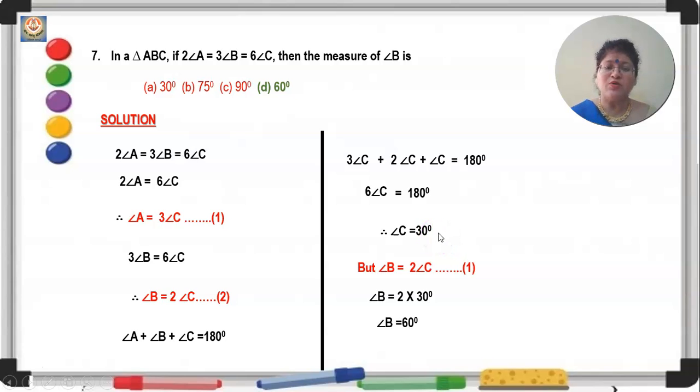Now if angle C is equal to 30, they've asked you to find out the value of B. So for B, you have to look into this. Okay. B is twice angle C. So what will be the value of B? 2 into 30. So B equal to 60 degree. So I hope with this, the homework questions are clear. The solution is given. Make a note of it.